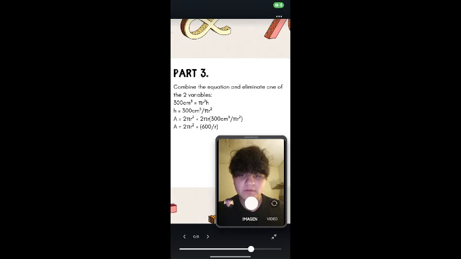Well, part 3 of the problem is to combine the equations and eliminate one of the two variables, as you can see in this procedure. So part 4 of this optimization problem is to find the local minimum.